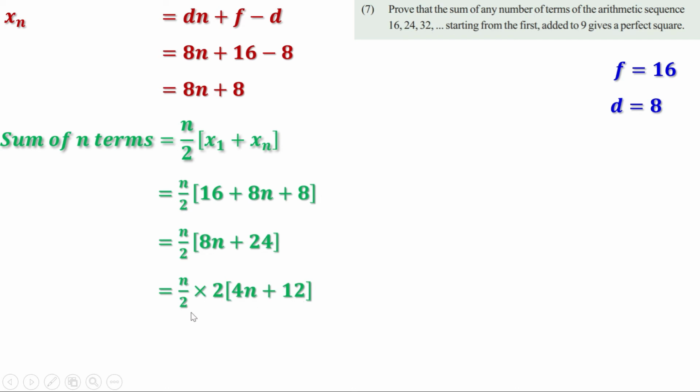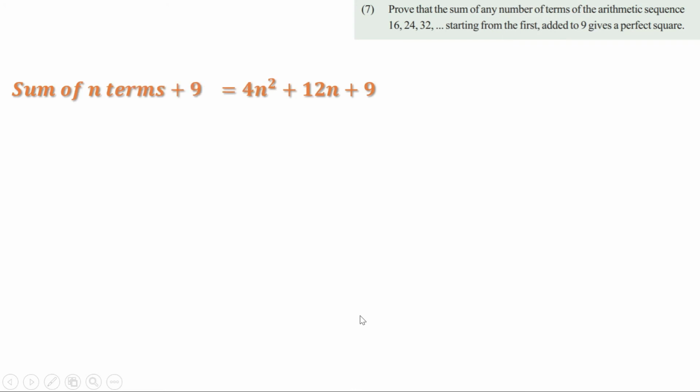4n plus 12. Now 2 and 2 can be simplified and we get n into 4n plus 12. Multiplying, we get 4n square plus 12n. So this is the sum of n terms of the sequence. Now we have to add 9 to this and prove that it is a perfect square. So let us add 9 to it. The sum of n terms is 4n square plus 12n, and we have added 9 to it.